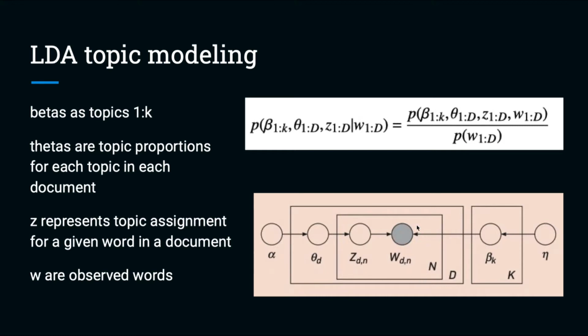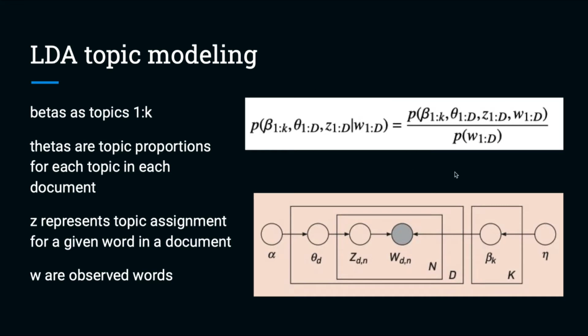Plate N here represents collections of words within a document. Plate D represents the collection of documents in the corpus. Plate K over here represents the topics. This alpha hyperparameter will control document topic density. The higher the alpha, the higher the number of topics assigned to each document. The eta hyperparameter over here represents topic word density. The higher this value, the more words per topic.